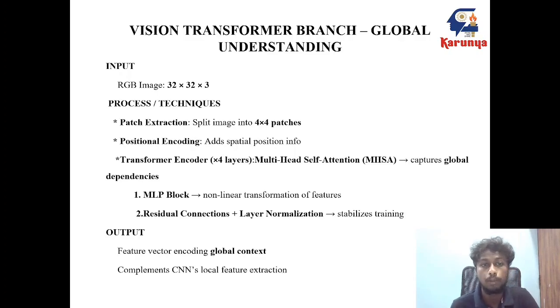This is the vision transformer part. Same, the input image is 32 cross 32, and first the image is processed in patch extraction, followed by positional encoding. Then we have a transformer encoder which consists of four transformer layers. Each layer consists of multi-head self-attention, residual connection, and a multi-layer perceptron block. The multi-head self-attention is used to learn the differences between all the patches, and the residual connection is used to add the input to the residual output. It will provide an output as a feature vector. Basically, a vision transformer is used for the global context.